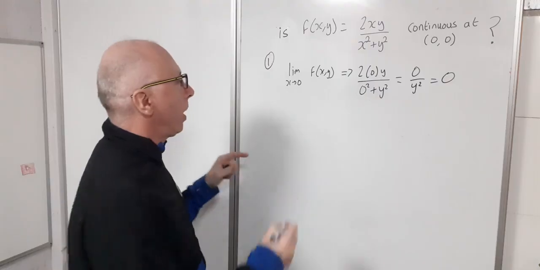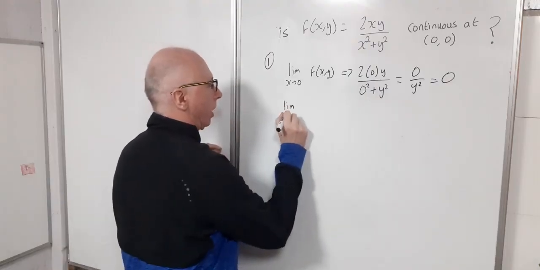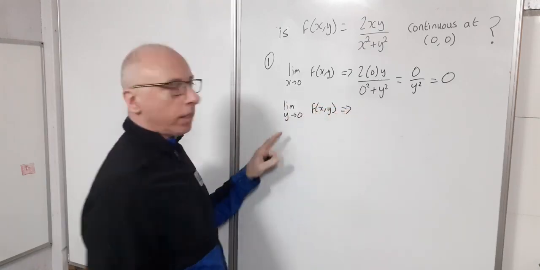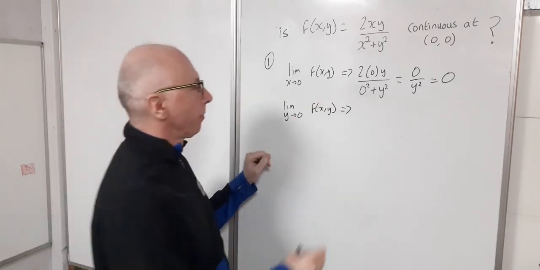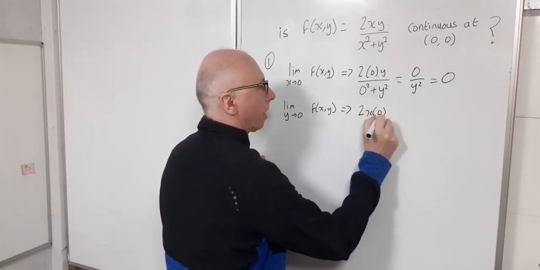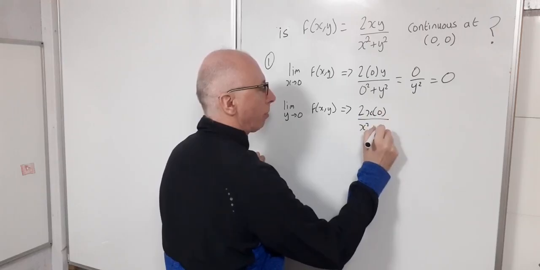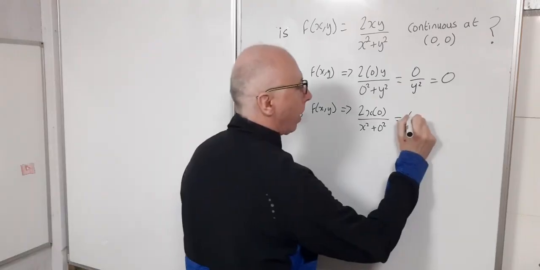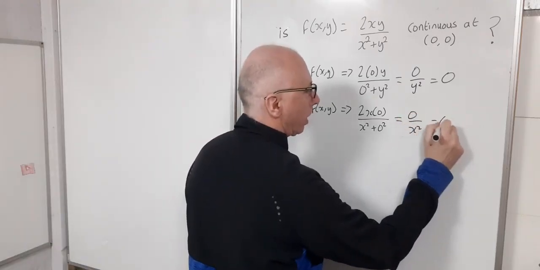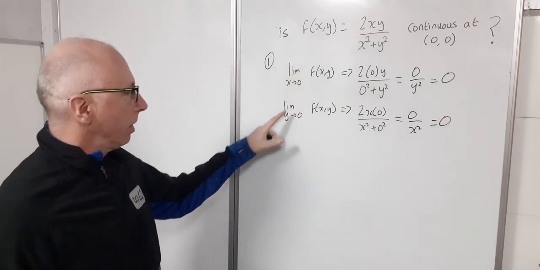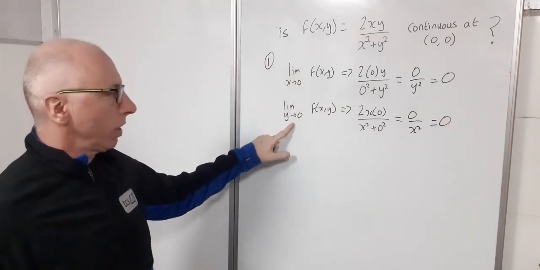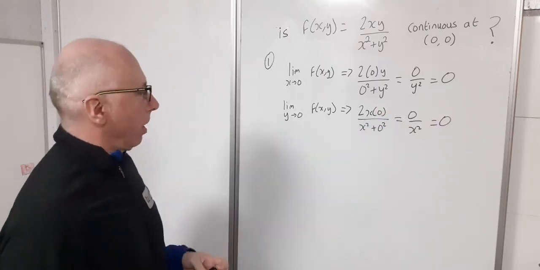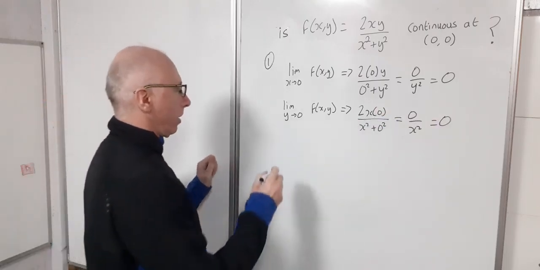Now let's find the limit as y approaches 0. So similar kind of deal as before. Where I see a y this time, I'm going to plug in a 0. So now I've got 2x times 0 over x squared plus 0 squared. And very similar answer as before, 0 over x squared, which is just 0. So my limits as x approaches 0 and y approaches 0 are both the same. So that's looking promising.